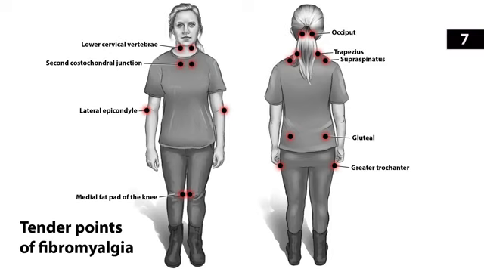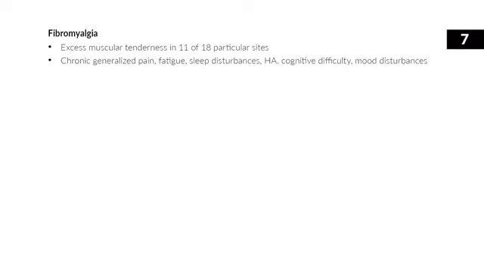The classic way to diagnose fibromyalgia is to palpate these trigger points where the patient might be tender with a specified amount of pressure, and if they are tender in at least 11 of those 18 sites, you can make the diagnosis of fibromyalgia. In addition to muscle tenderness, patients may also have chronic generalized pain, fatigue, sleep disturbances, headache, cognitive difficulty, and or mood disturbances as comorbidities. And at least 30% of these patients also have depression or anxiety.